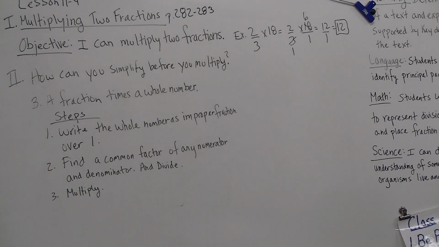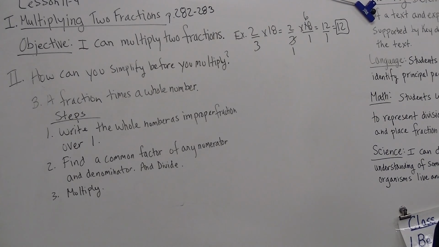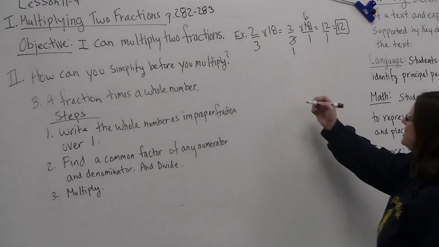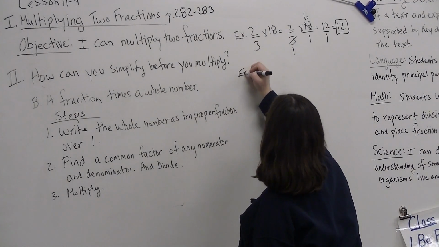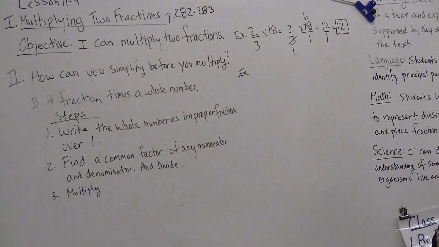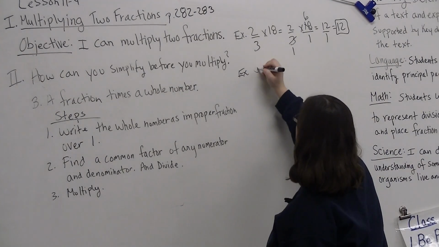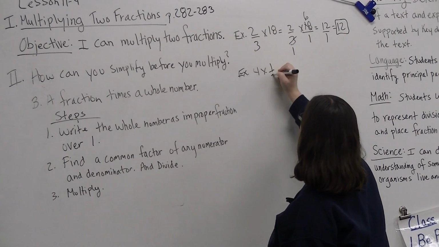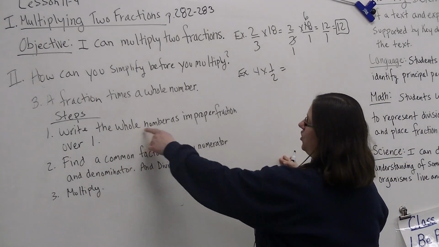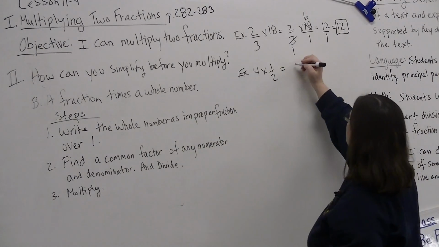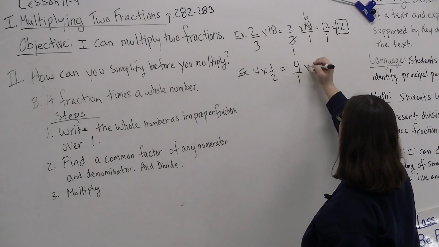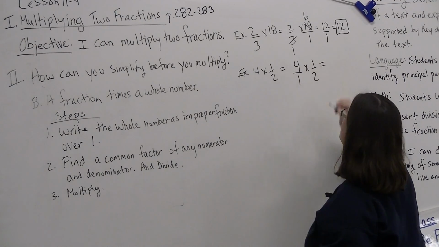How you can simplify before you multiply, this time taking a fraction and timesing it by a whole number. Another example, please write in your notes, you can take 4 times 1/2. First step, write the whole number as an improper fraction. So I'm going to take 4 and put it over 1 and recopy the fraction.